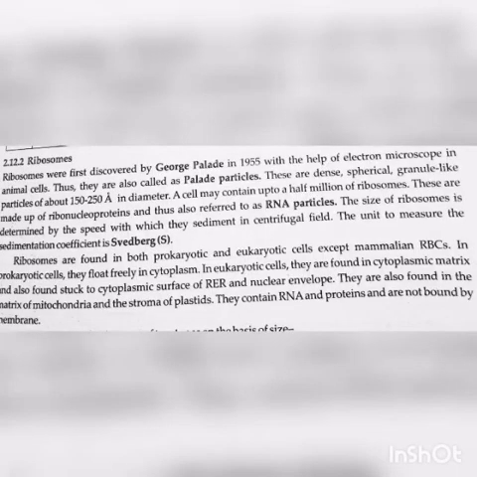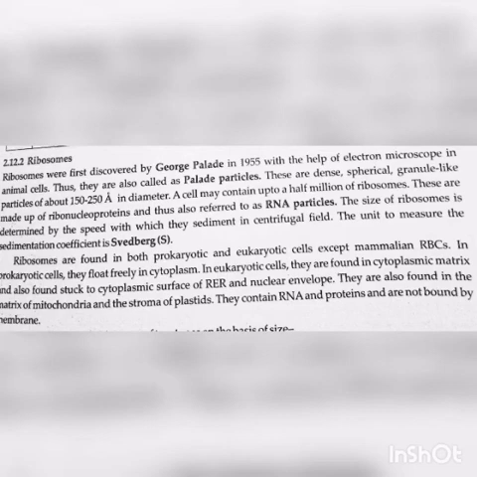Next, ribosomes. Ribosomes are the protein factory of the cell. The ribosomes were first discovered by George Palade in 1955 with the help of an electron microscope in animal cells. Thus, they are also called Palade particles. These are dense spherical granule-like particles of about 150 to 350 angstrom in diameter. The cell may contain up to 500,000 ribosomes.